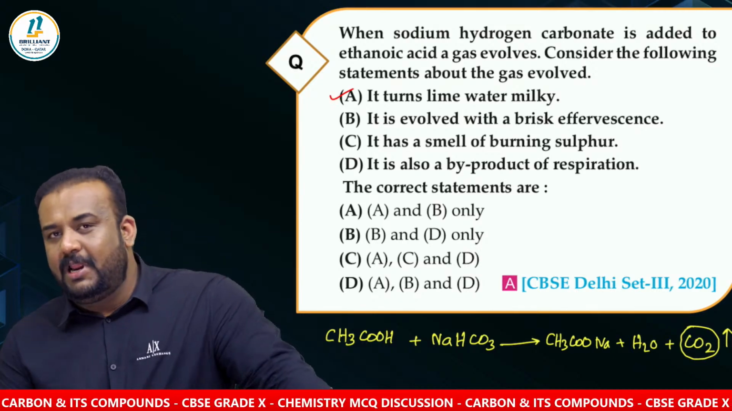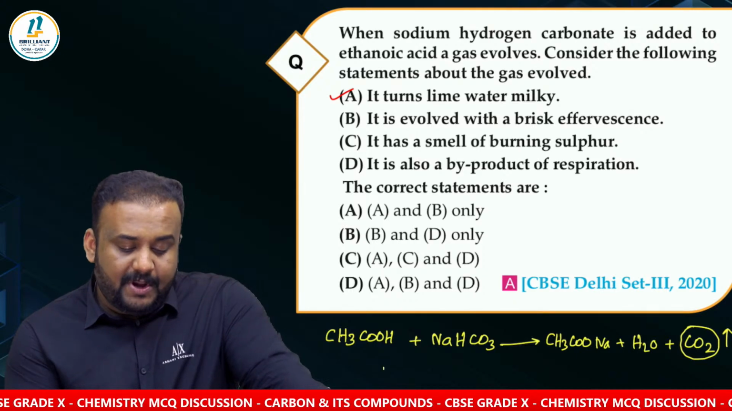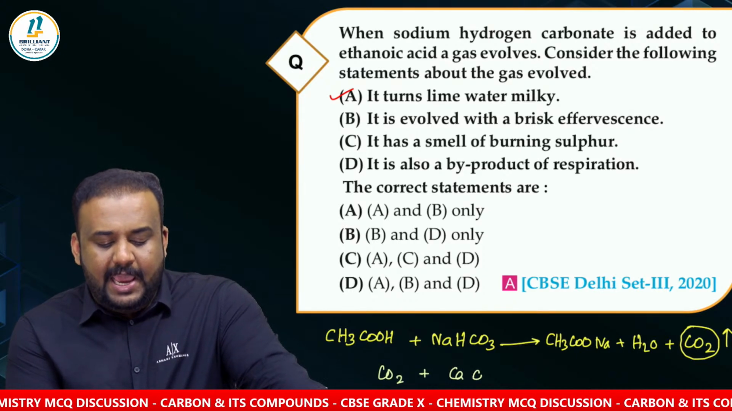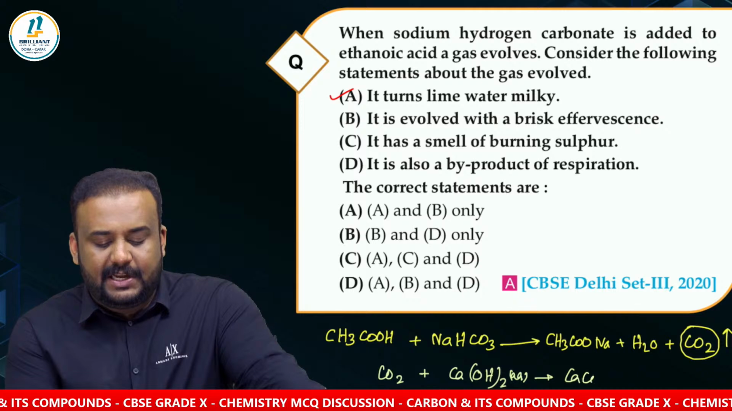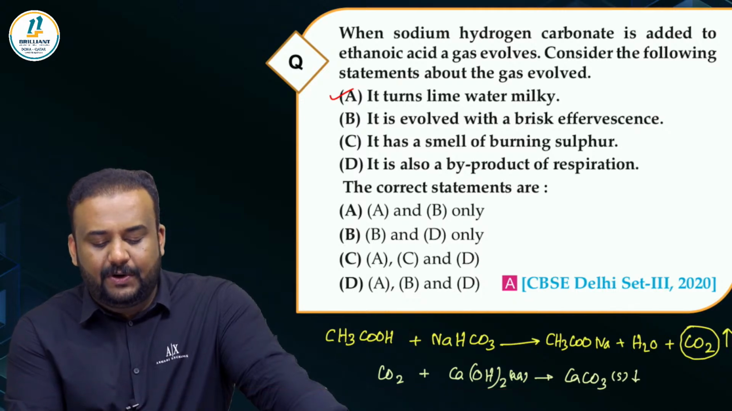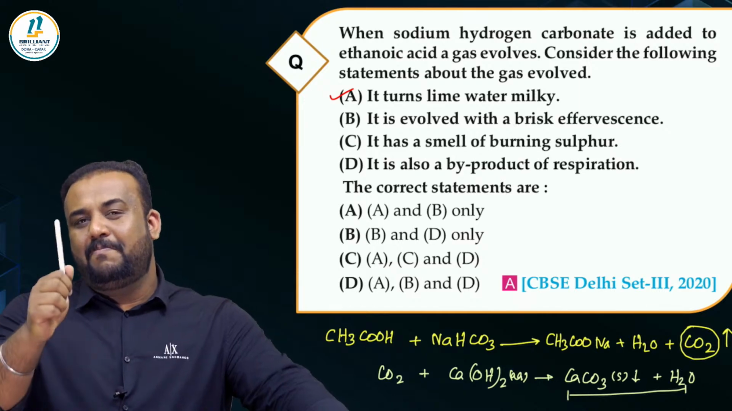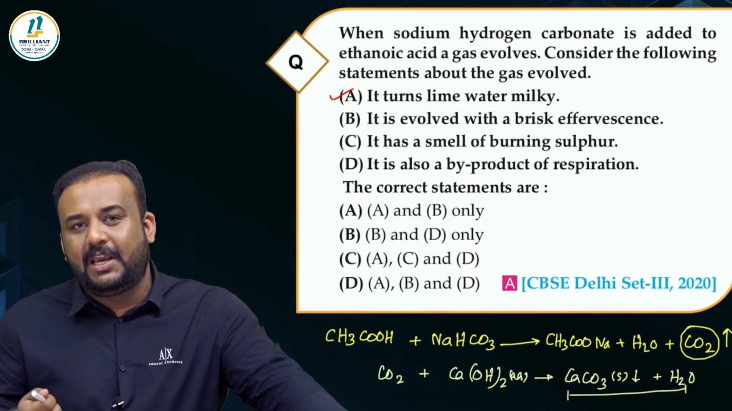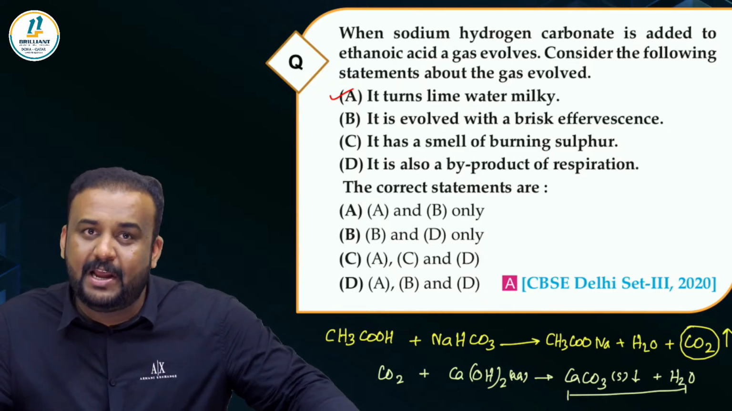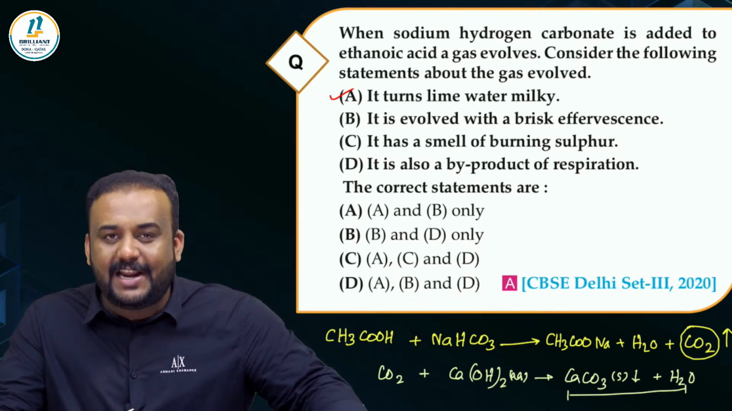It turns lime water milky. True, right? Carbon dioxide is a gas which can turn lime water milky. Why? Because carbon dioxide, when passed into a clear aqueous solution of lime water, is going to react and give you calcium carbonate, which is insoluble in water, and it creates a milky white coloration to the solution. That is called the lime water test. And I bet all of you know what will happen to this lime water which has turned milky if you pass excess carbon dioxide to it. It will once again become clear due to the formation of calcium bicarbonate, right?